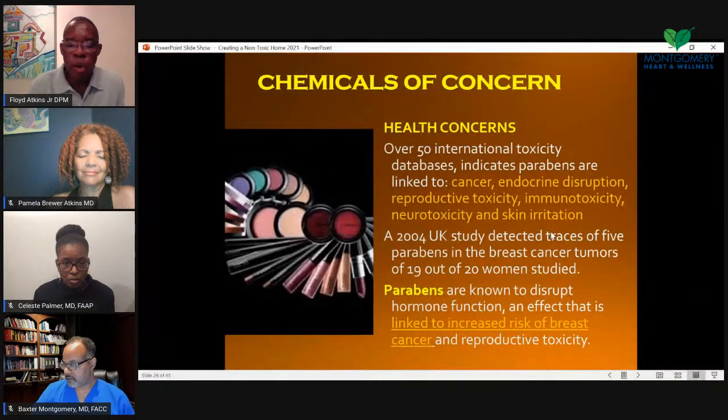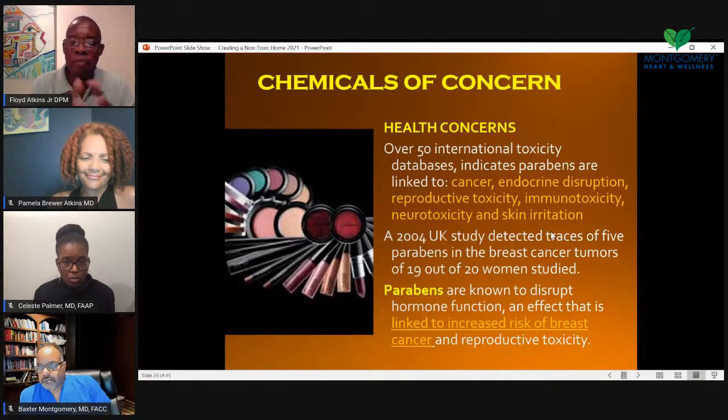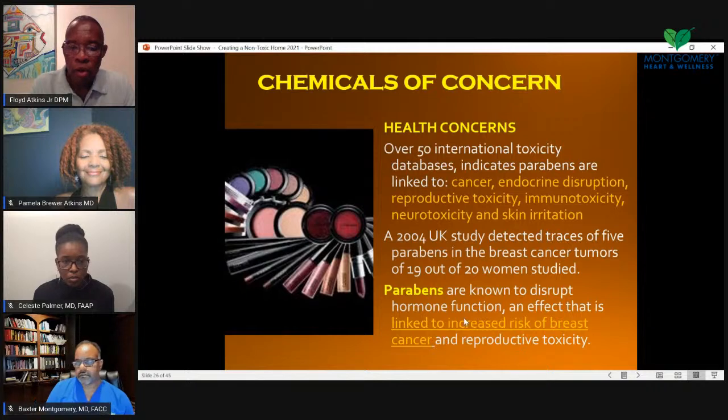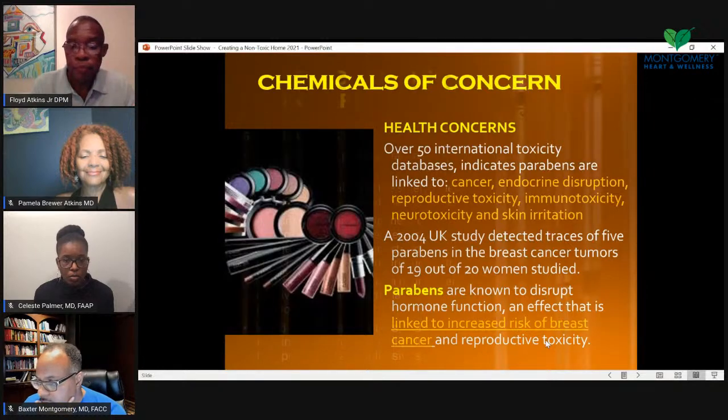So we have all of these ingredients coming together that are having the same impact on our health, and our body can only fight so many off. That's why we are succumbing to a lot of these ailments and diseases that we go to the doctor to get treated for, and there are really no medicines for that. We can treat symptoms, but we can't really treat the underlying cause until we address the toxic overload, or toxic burden, that our bodies are carrying. Parabens are known to disrupt hormone functions, and they're linked to breast cancer risk and reproductive toxicity.